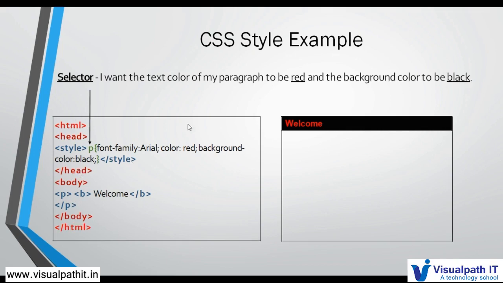If you see the output of this program on the right-hand side, the welcome text is in red, which we had set in the style sheet. The color should be red and the background behind the text, wherever the paragraph is, should be black. So the property we had written in the style sheet has been applied to the P tag. So this is a simple example where you can see that.